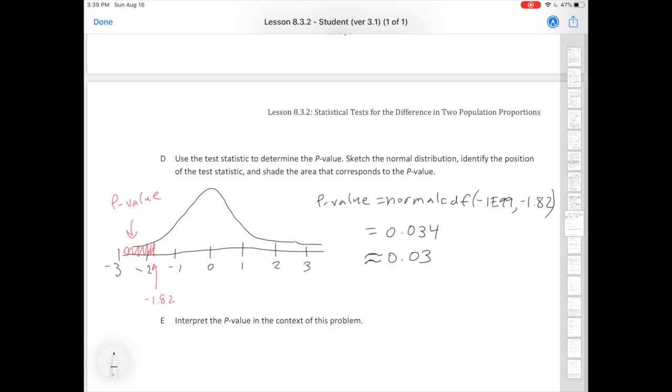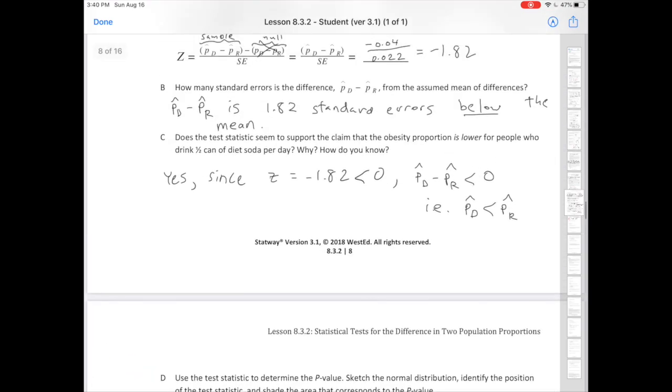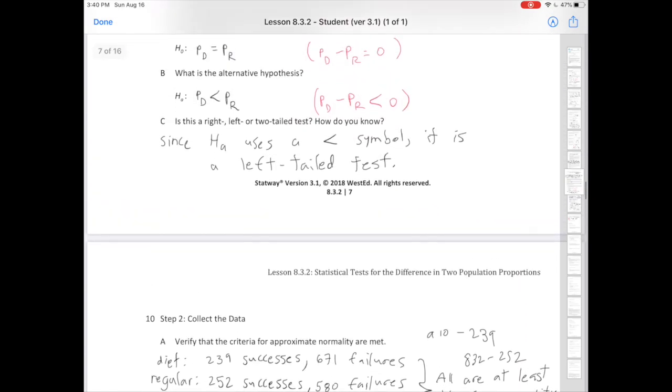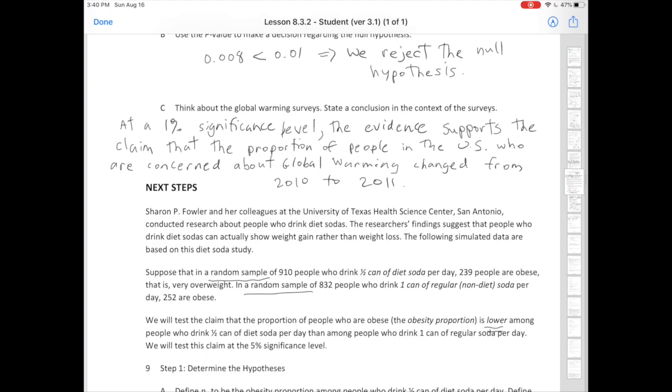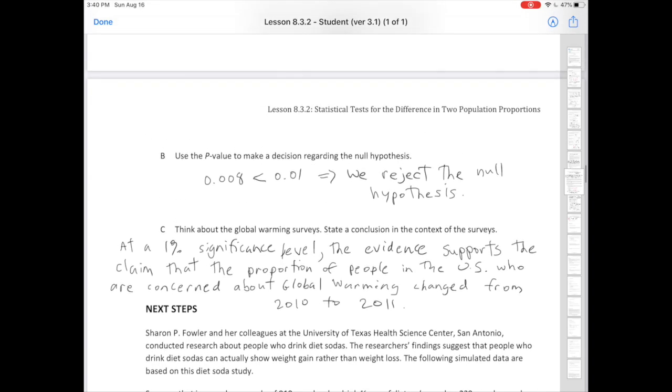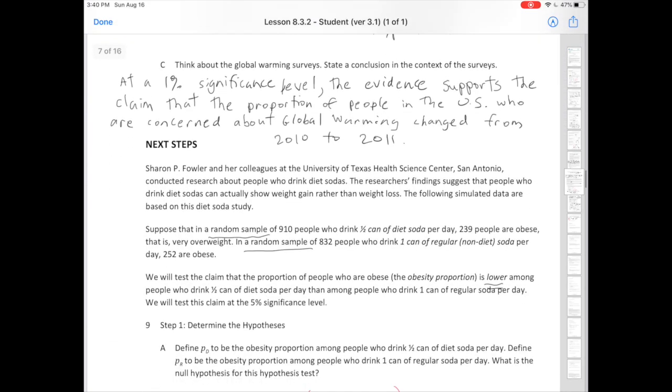So it says, interpret the p-value in the context of this problem. Okay, so what does the p-value mean? If we look at our p-value here, we want to look at the actual context of the problem. And remember, we're talking about the percentage of obese people among diet soda drinkers versus regular soda drinkers.